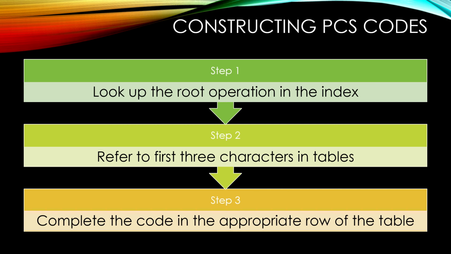So when you're putting together a PCS code, the first thing you're going to do is look up the root operation in the index. The next thing you're going to do is refer to the first three characters in the tables. These will be the characters that you get from looking up the root operation and body part in the index. The third step is to complete the code in the appropriate row of the table. It's very important that you stay in the same row once you're in the row. We'll talk about that a little bit more.